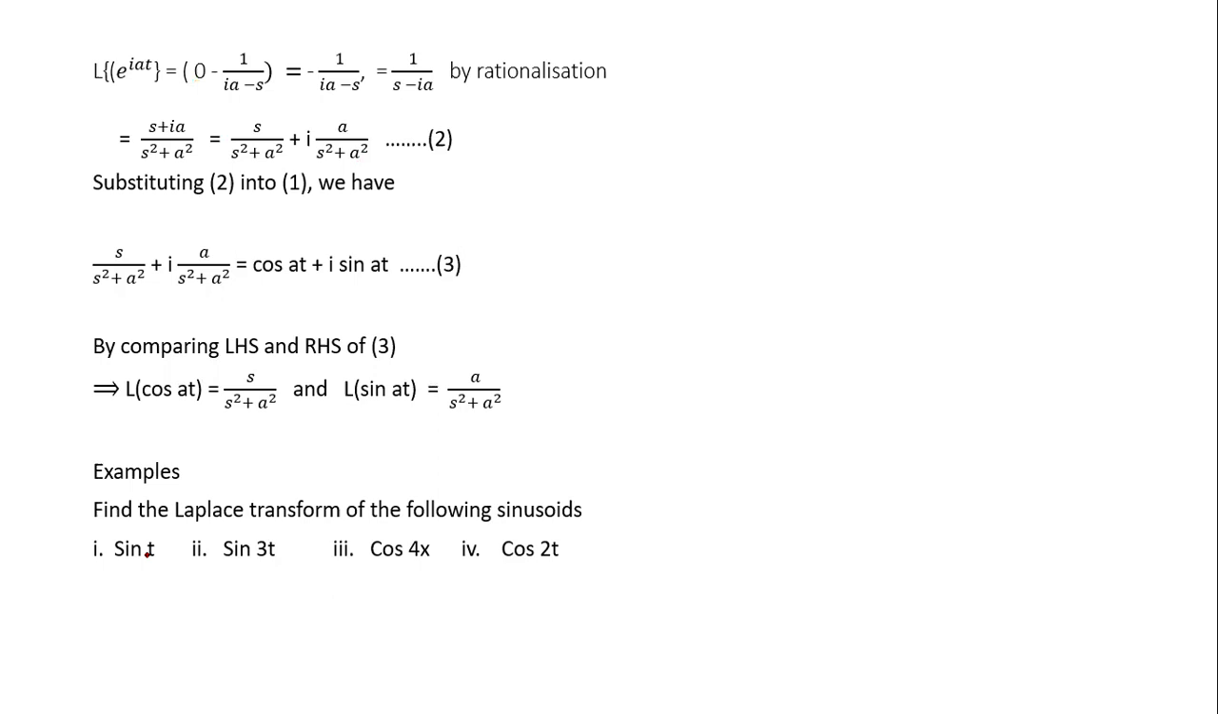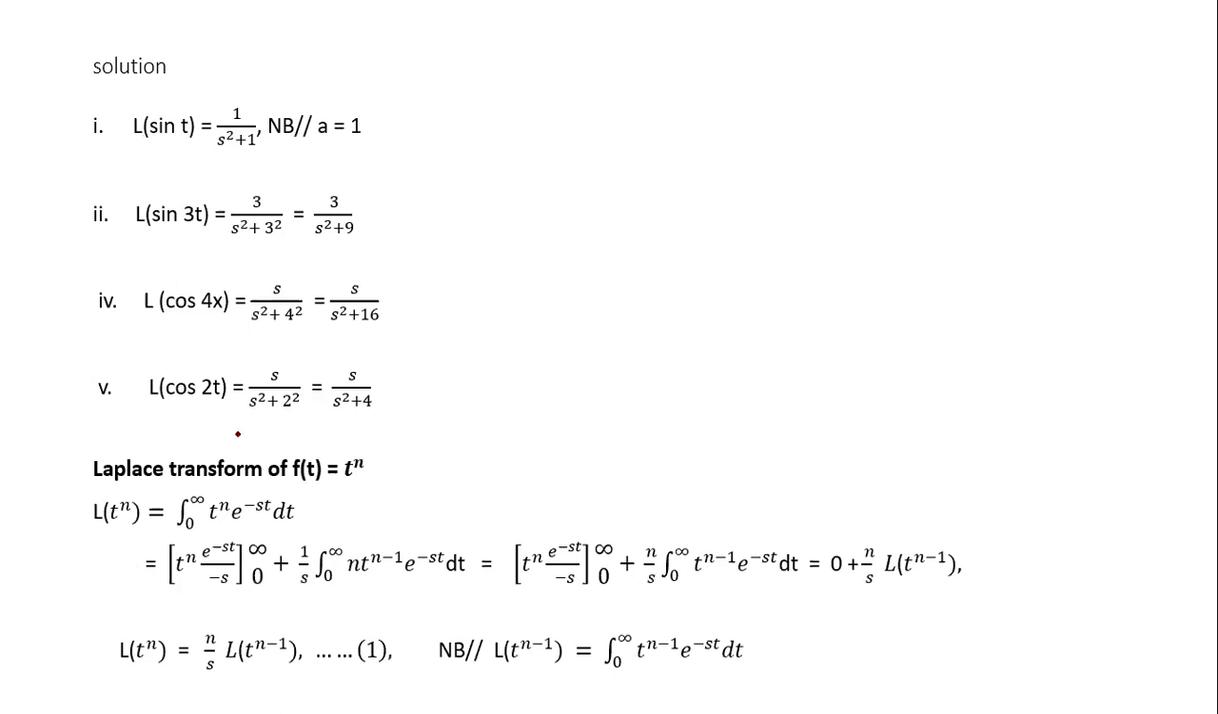So if you compare this one to sin at, you can see that our a here is 1. So therefore we have a is 1. I know the Laplace of sin at is given by a over s squared plus a squared. So by using this one, now you have a to be 1. Therefore it becomes 1 over s squared plus 1. This will go straight if you know it. So you see that we say note a equal to 1.